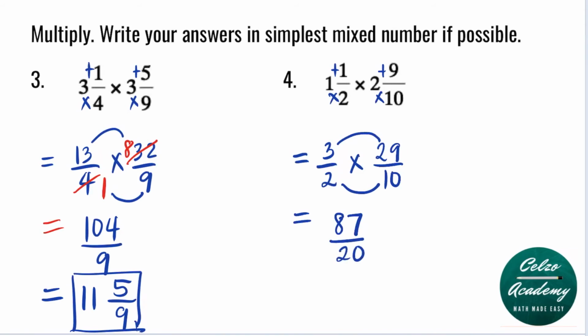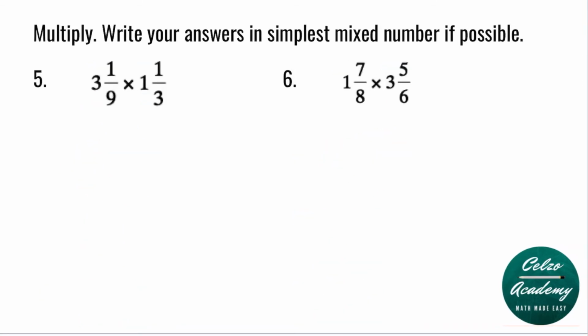Now let's change this improper fraction into a mixed number. How many 20s can go into 87? 4 times, right? 4 times 20 is 80, and subtracting 80 from 87, there is a remainder of 7. So we will write the remainder as 7 over denominator 20. So the answer for number 4 is 4 and 7 over 20.